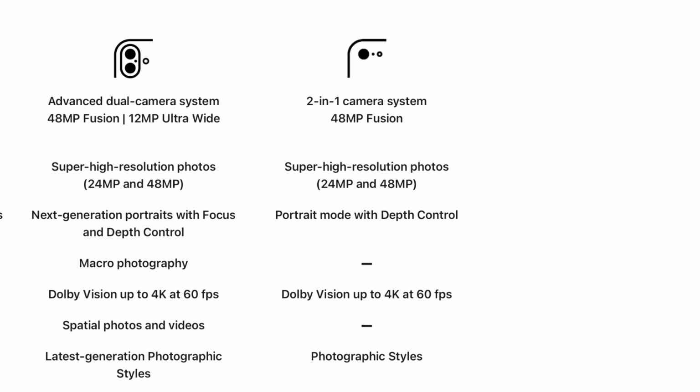Now, the 16e will also have the portrait mode with depth control, but that is nothing compared to the base model iPhone 16 that has the next generation portraits with focus and depth control. So you do have some options for portrait on the 16e, but not as much as you would on the base model 16. The 16e also does not have the macro photography option, so if that's something you were looking to do with your phone and you get the 16e, you cannot take macro shots.